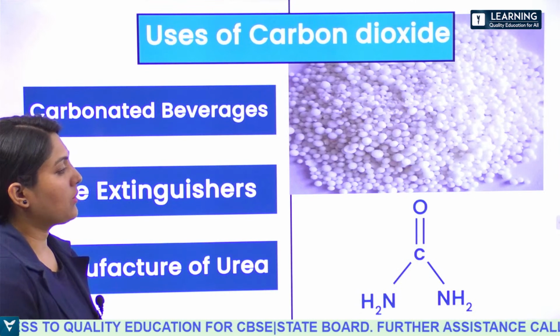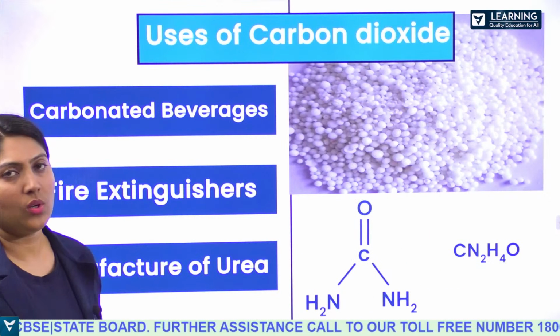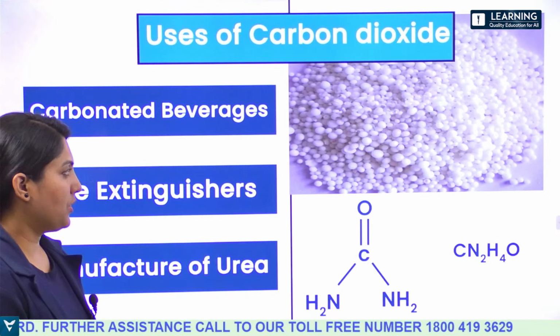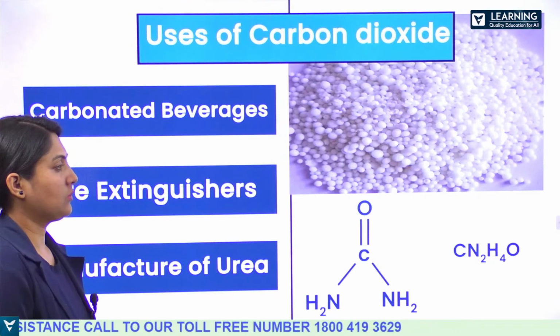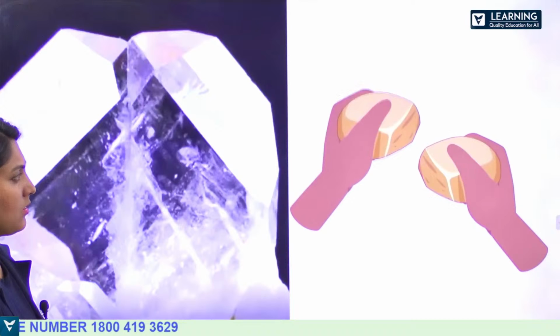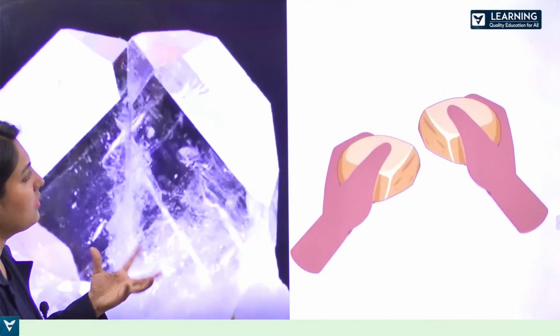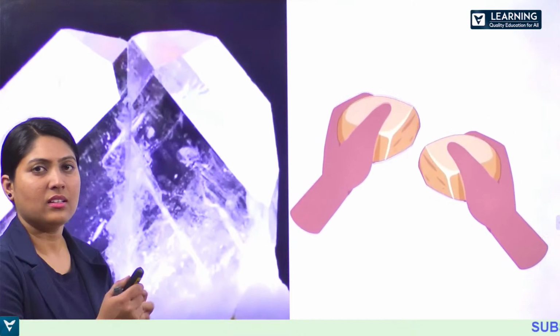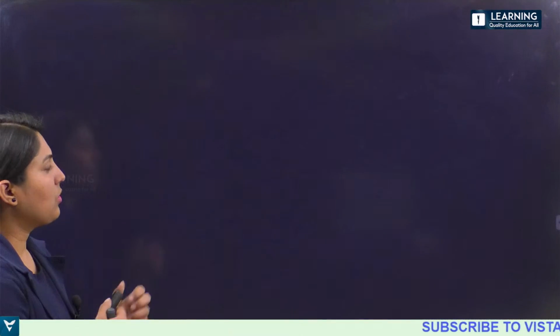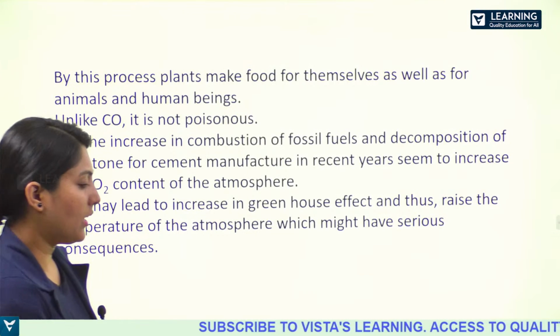So this is the structural formula. The chemical formula is CN2H4O. Next we have friction, which leads to electric supply. So we get electric supply when we rub them against each other. So we can go ahead with this.